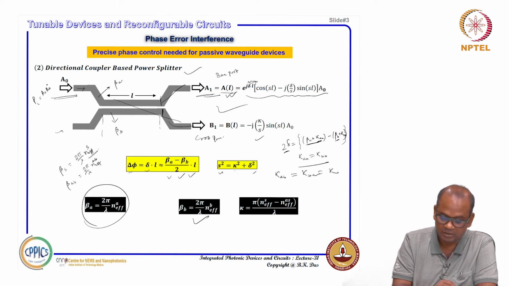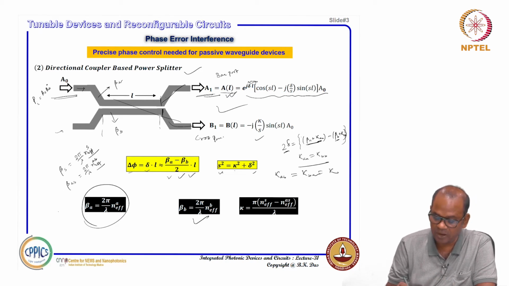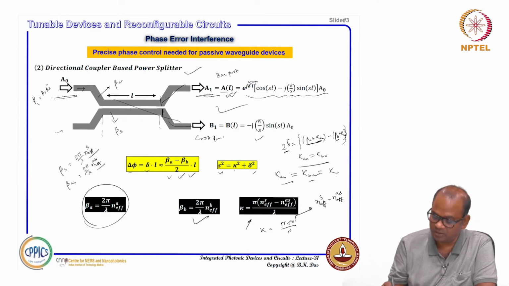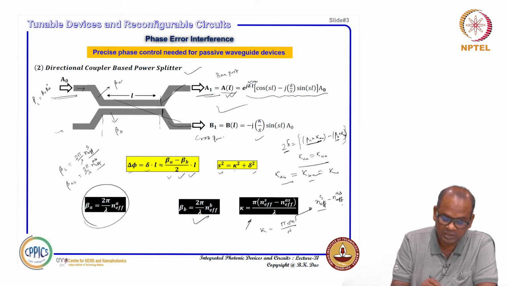So, we can show that if you know this n effective S and n effective AS, then whatever kappa we are considering, kappa AB, kappa BA, can be expressed as kappa equal to pi delta n by lambda, where delta n equals n effective S minus n effective AS. They are the eigenmode solutions of the super modes of the combined structure, with the corresponding effective indices. So, that means this delta phi actually involves delta, and that contributes to how much amplitude will be coming here and here, depending on the S value, kappa value and delta square value.